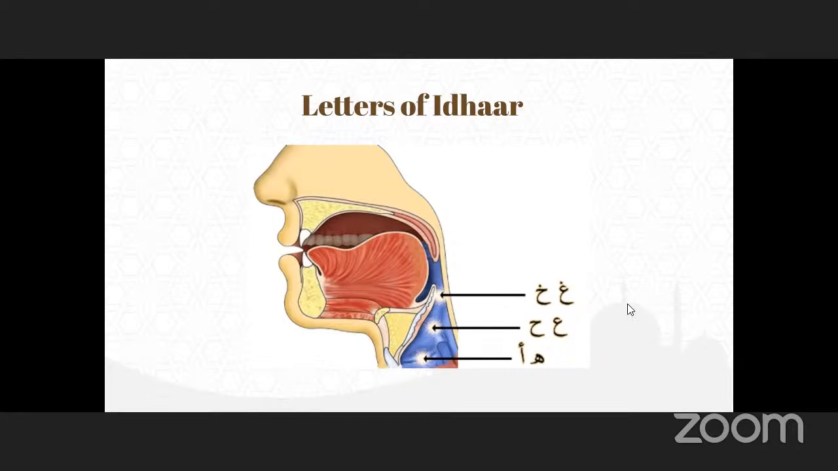You have ghain and kha, both of which come from the top of your throat. Then ain and ha, which come from the middle of your throat. And then you have ha and hamza, which come all the way from the bottom of your throat. Inshallah, when you learn some more recitation, you'll also learn to think about letters in these terms, so that you can think of where the sound for these letters comes from. So long story short, the letters for idhar are ghain, kha, ain, ha, hamza, and alif.